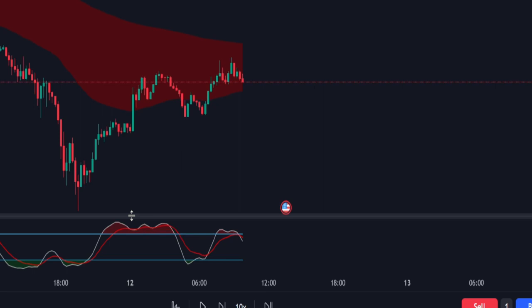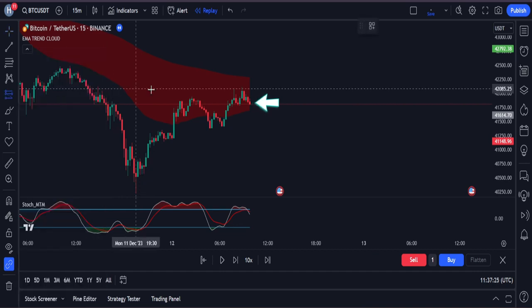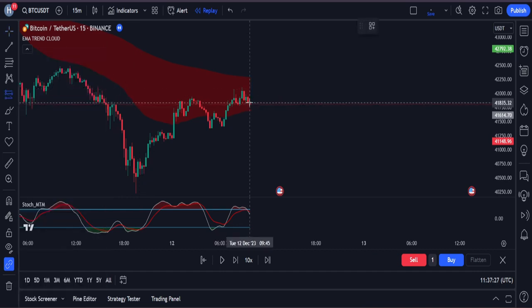Then after that, during the pullback, the price should touch the EMA trend cloud without breaking and closing above it. After the pullback, we want the stochastic oscillator to cross below this red EMA, and the crossover should happen below this upper band. If the crossover happens above the band, that setup becomes invalid. And finally, last but not least, we want the crossover candle to be a red candle like this one. So I'm going to enter a sell trade here.